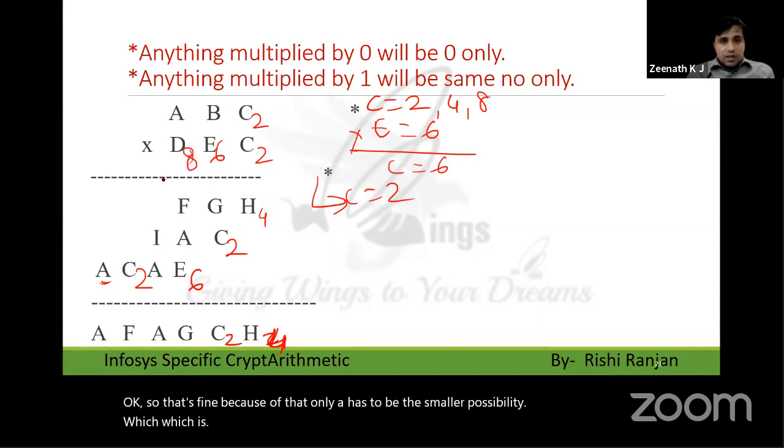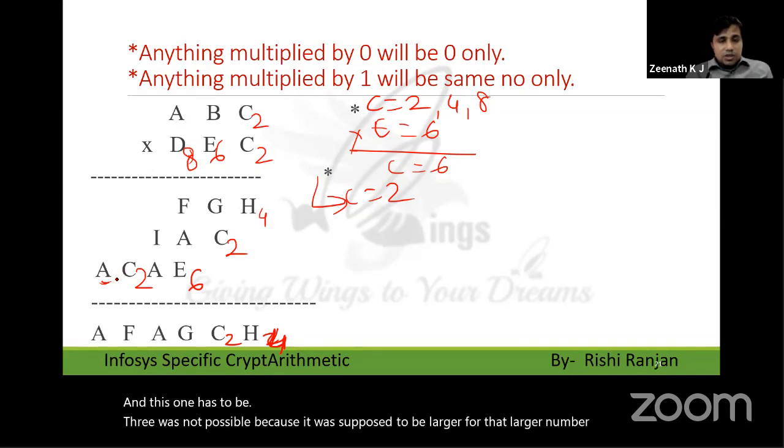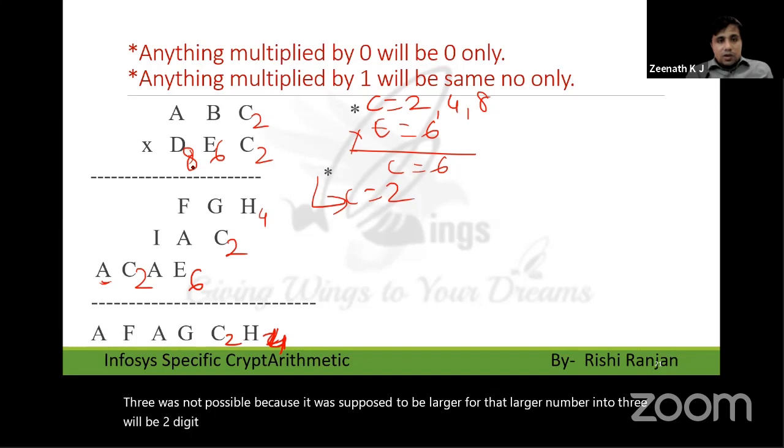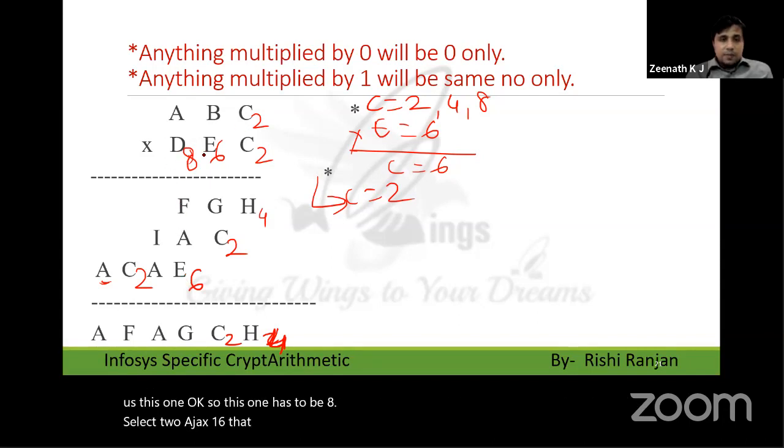this has to be 8, and this one has to be 3 was not possible because A was supposed to be larger for that. A larger number into 3 will be a 2-digit number. So D can only be 8, so that it becomes easy. Smaller value of A will bring us this one. Okay, so this one has to be 8. All right, 2 times 8 is 16. That is fine. So we got 8 here. Next, C has to be 2.